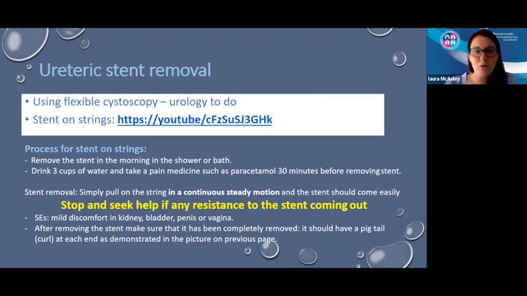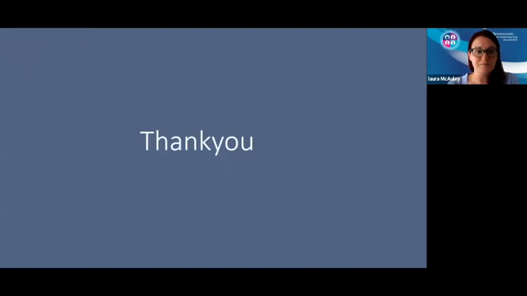So they remove the stent in the morning in the shower or bath, take lots of water beforehand, take a wee pain medicine such as paracetamol, and then just continue a steady motion, pull on the little strings and just tug. They should see this long blue curly catheter come out. Obviously, at any point, if they're not happy, they need to stop and seek help, if there's any resistance or they feel it's causing significant discomfort. If that's the case, then we will go in and support them with that removal. But patients often can do this themselves in a home setting, which is a good use of medical resource after surgery, as you're not bringing them back on site to remove a ureteric stent.